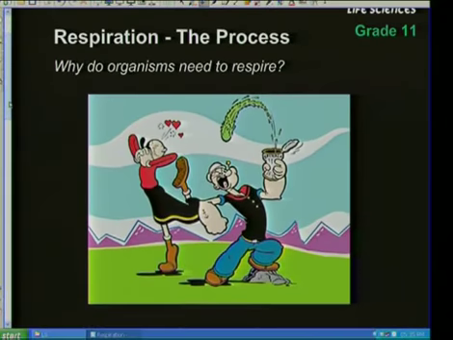You all must be knowing Popeye the Sailor. We're talking about respiration, the process. The first question I ask is, why do organisms, yes, that includes you and me, and the ant crawling on your bathroom floor, and the bird singing outside, and believe it or not, all the plants in your garden, each one of every living organism has to respire. The question I'm asking is why? Why do they have to respire?